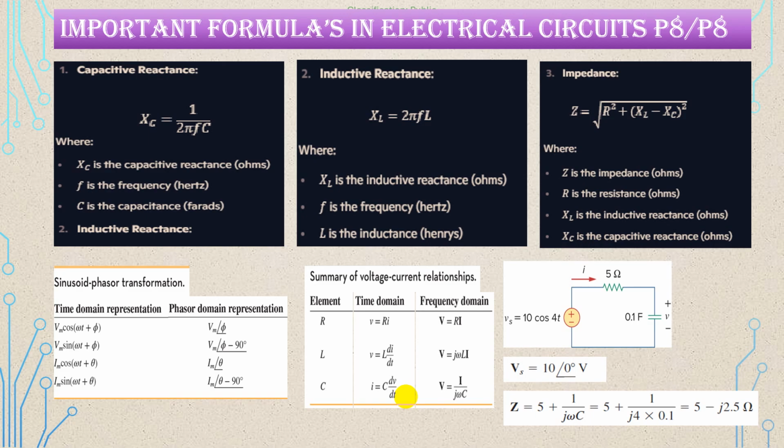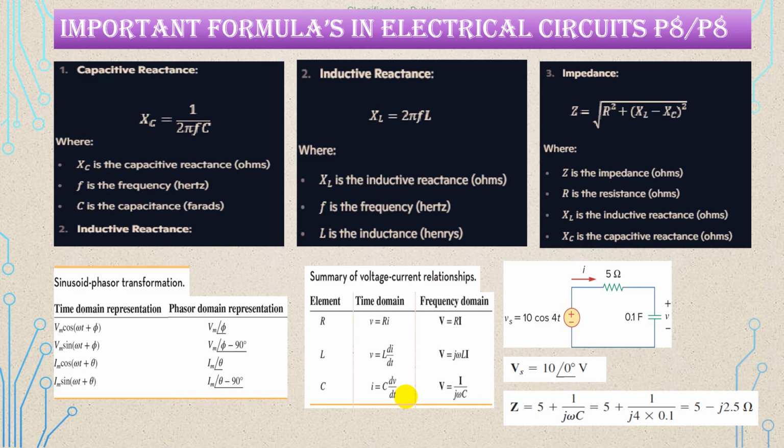But capacitance in the time domain is 0.1 farads. Now, what is it in the phasor domain? It is 1 by 2 pi f c. What is 2 pi f? Omega. What is omega here? Omega is 4, right? That is equivalent to 2 pi f. So here 1 by 4 times c, that is 1 by j omega c with 0.1 farads. So, this is your resultant.